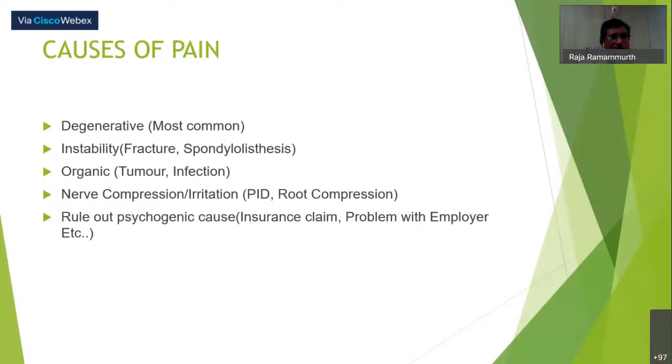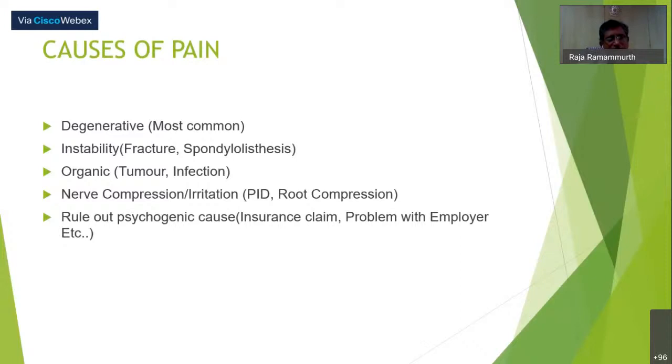Then the third cause for the pain is organic, which is due to a tumor or infection. And the fourth one is nerve compression or irritation, right? It is due to root compression. The root compression is due to disc prolapse or entrapment neuropathy. If you consider disc prolapse, though my topic is particularly the lumbar spine, let me consider only the disc prolapse inducing root compression.